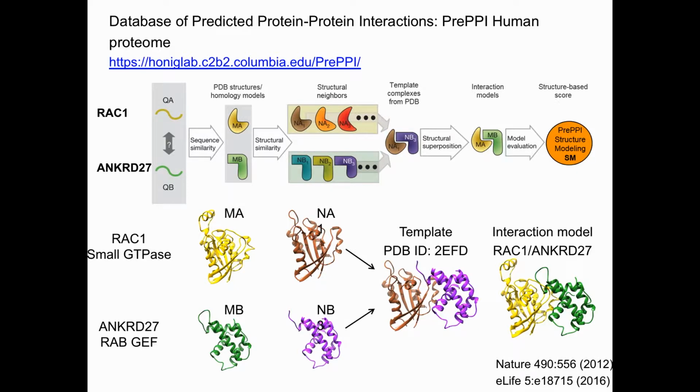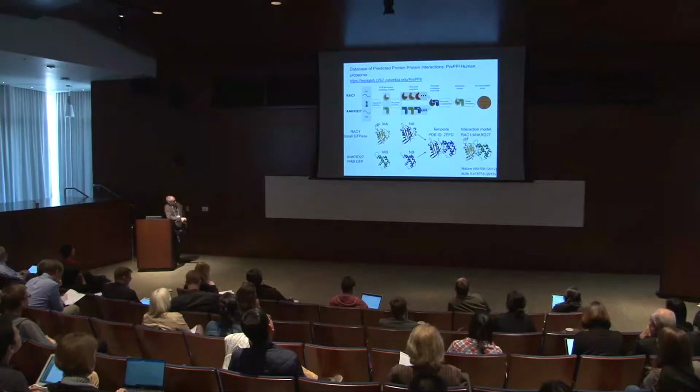PrEPI starts with two proteins. In this case, you see that in yellow and green. If there are structures for those proteins, either from the Protein Data Bank or from homology models shown here, it then looks for proteins of similar structure, which we call structural neighbors. The yellow protein has these neighbors, the green protein has these neighbors. We find on average about 1,000 of each. So if any one of the million pairs of possible interactions is a known structure in the Protein Data Bank, we have a model of that complex.